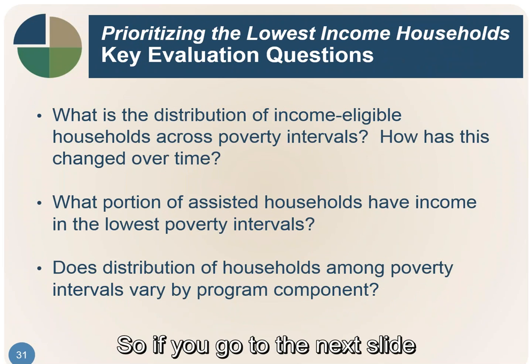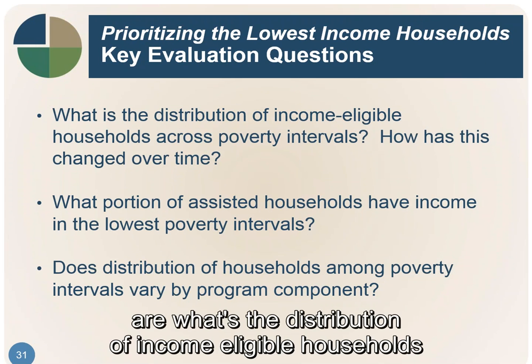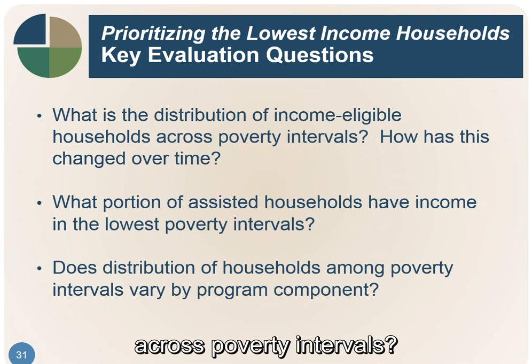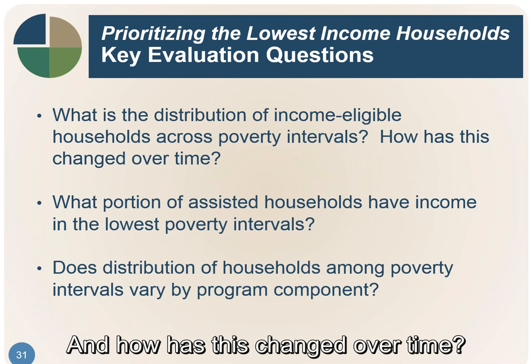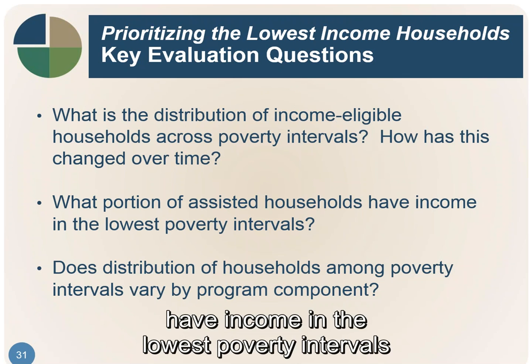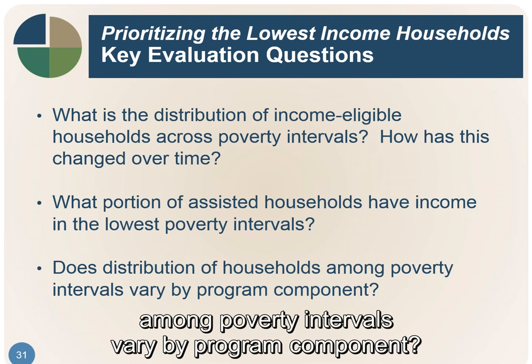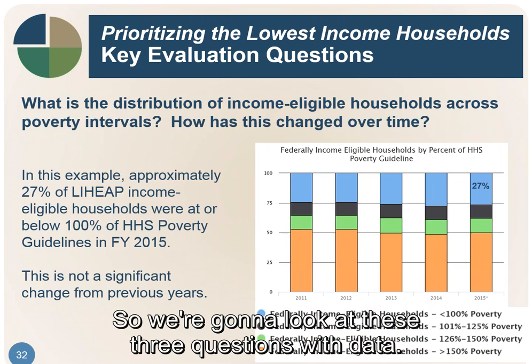So if you go to the next slide, the questions that we're going to answer with data today are what's the distribution of income eligible households across poverty intervals, and how has this changed over time? What portion of assisted households have income in the lowest poverty intervals? And does the distribution of households among poverty intervals vary by program component? So we're going to look at these three questions with data.